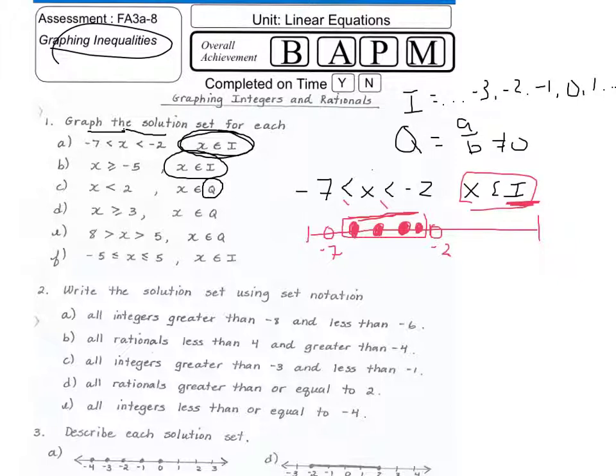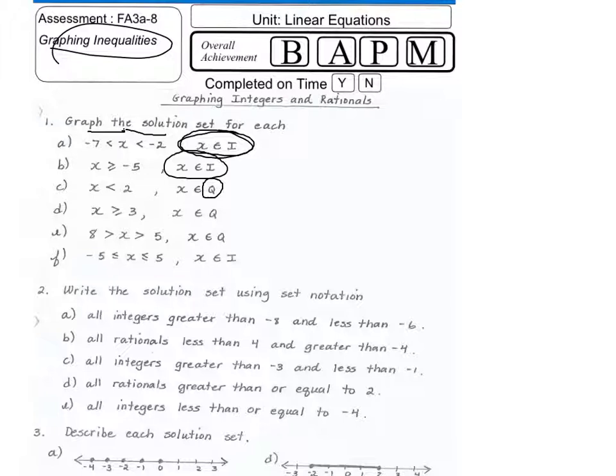The next one, we'll do C. C is a set of numbers that are less than 2, and they are rational numbers. We'll show you how that looks after I erase this. Okay, so the next one, C: x is less than 2, and x is a set of numbers that are rational. So these are all our fractions and decimals. Okay, so we'll number line it.